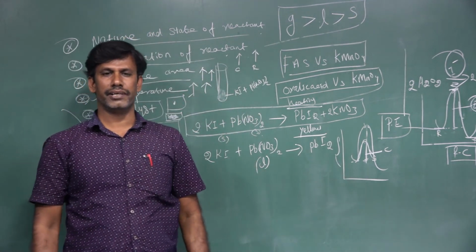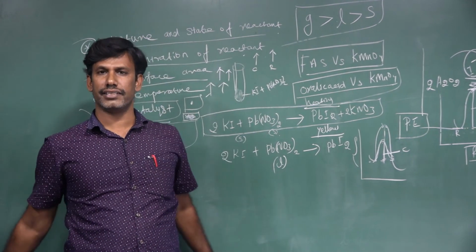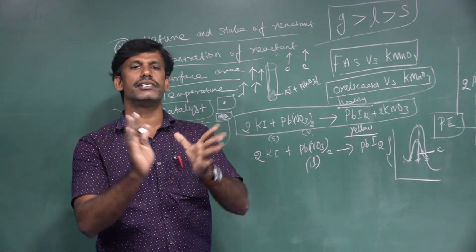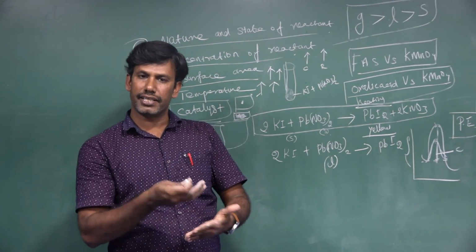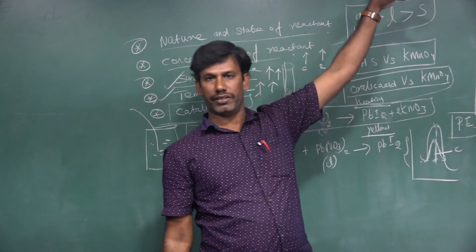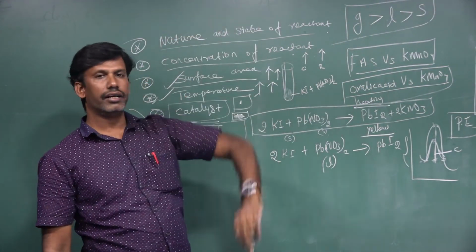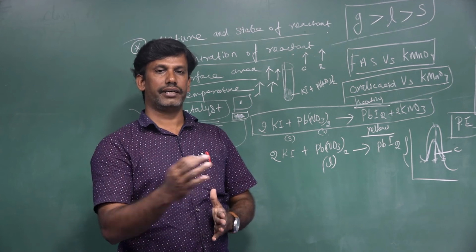What is the role of the catalyst? Simply, it alters the activation energy. It reduces the activation energy. When activation energy is less, what will happen? The reaction will be fast. That's the way the rate of the reaction is affected by a catalyst.